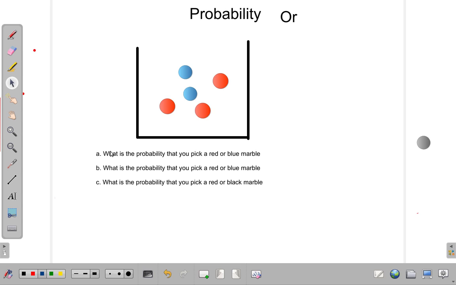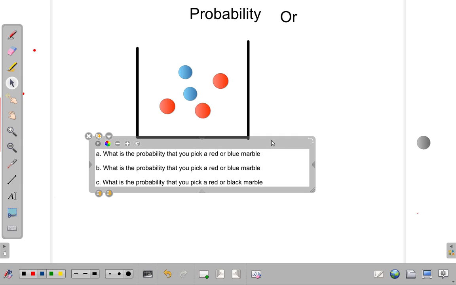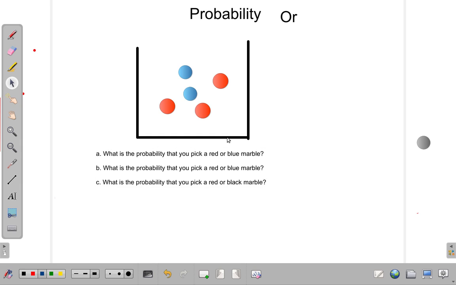Here I have three questions. Part A, want to see what is the probability that you pick a red or a blue marble. Let me put my question signs. Okay, so that is the question. A, we have 3 red and 2 blue marbles. What is the probability when you randomly pick one that it is either a red or a blue? So we're looking at part A here.